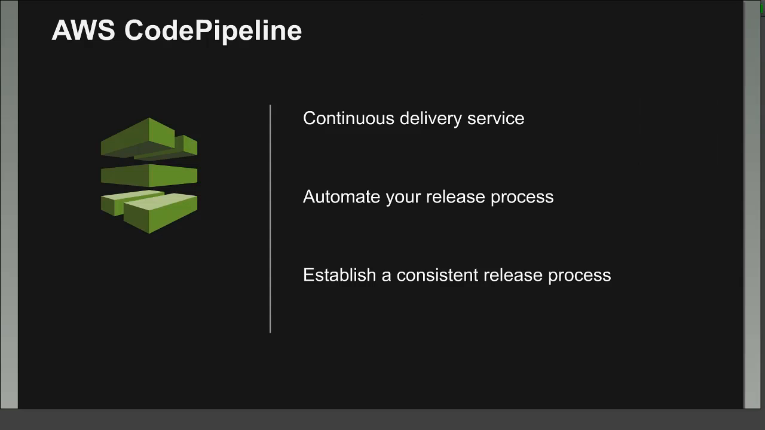As far as the services we're using, the main service that's driving everything together is CodePipeline. It's a continuous delivery service. You create all of your pipeline definitions in JSON, and it allows you to have a consistent release process. So you model every stage of how things get deployed.